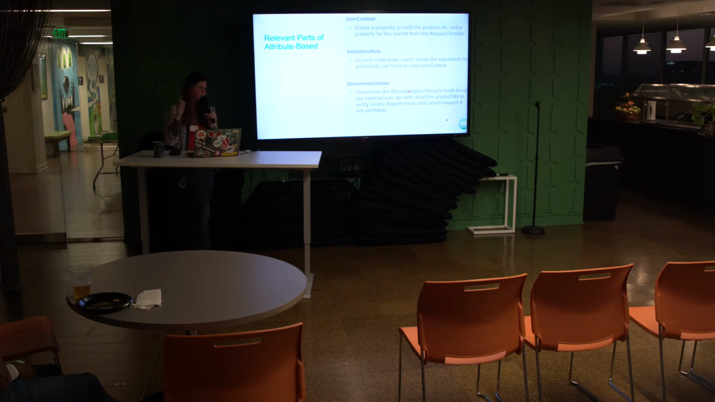We need a few things to get this done. We're going to need to alter our GraphQL user context. We're going to need to put a property on it to hold all of the product IDs that a user has, so we've got them all in one place. And we're going to need a property on there to hold the user ID as well, because we're not going to have access to the request once this thing starts running. We're going to need to make a validation rule. I mentioned it slightly before, and we'll talk about it a little more when we get to the code. But validation is not a very good word for what those are.